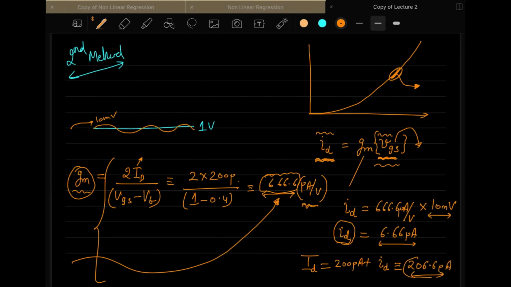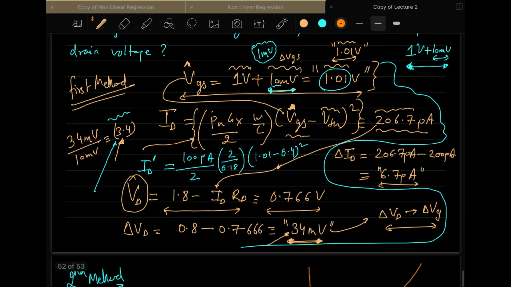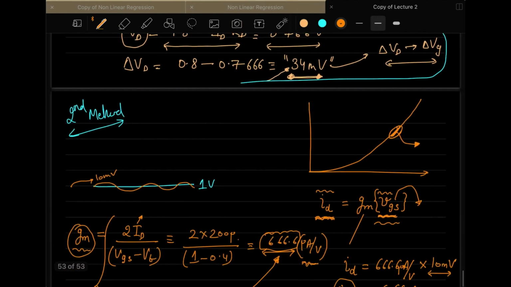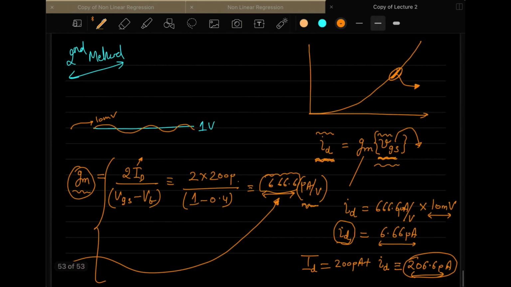And this answer is the same as the answer that you got from here. In this you had ID, right? What is the value of ID we got here? The value of ID is 206.7 microamperes. This is the same answer that you got when you changed it by 10 millivolts. Earlier the exact calculation was 206.7, and this is 206.6, which is quite close. So this is your new ID.